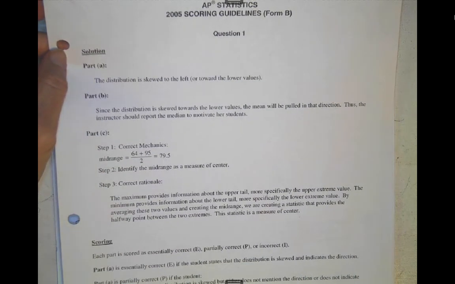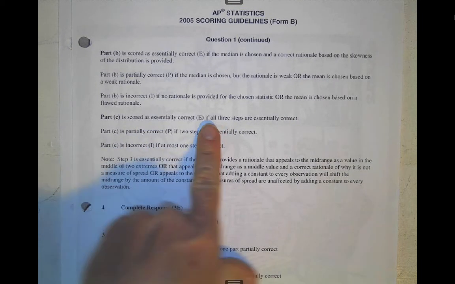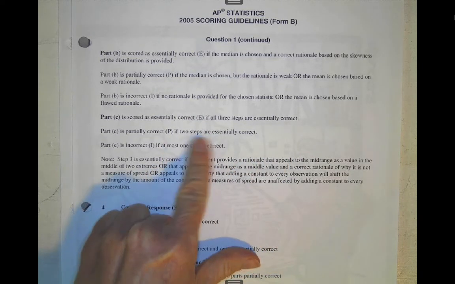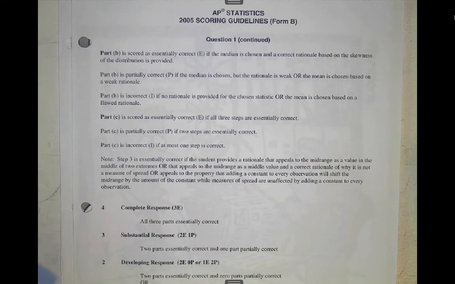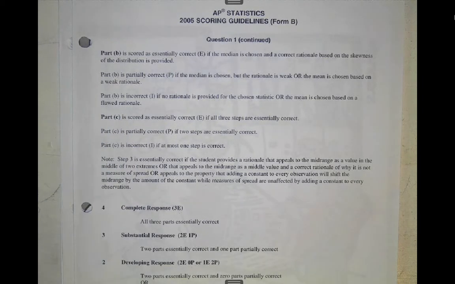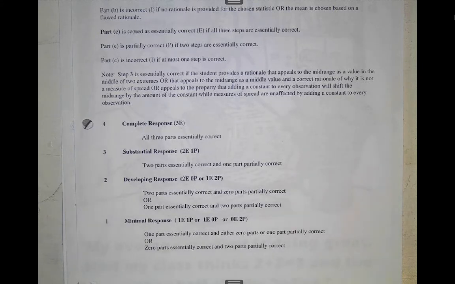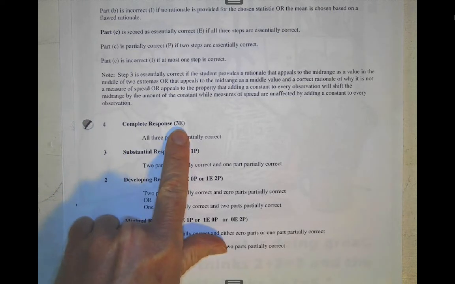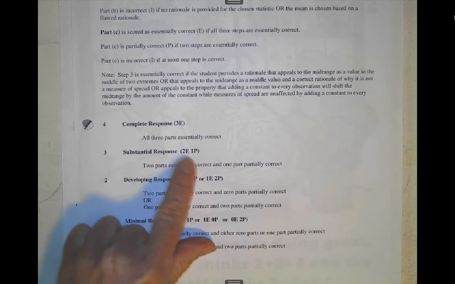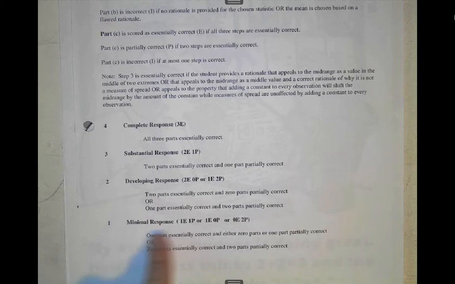Okay. Again, on this one, essentially correct if all 3 steps are essentially correct, partially correct if 2 are essentially correct, and I if at most 1 step is correct. So even if you calculated the mid-range correctly and everything was wrong after that, you still would have gotten an I. Depending on your combinations, you can earn up to 4 points on these open-ended free response problems, these frappies. If you got 3 E's, you get 4; 2 E's and 1 P, you get a 3; 2 E's and 0 P, or 1 E and 2 P, a 2; and there are different combinations for a 1.